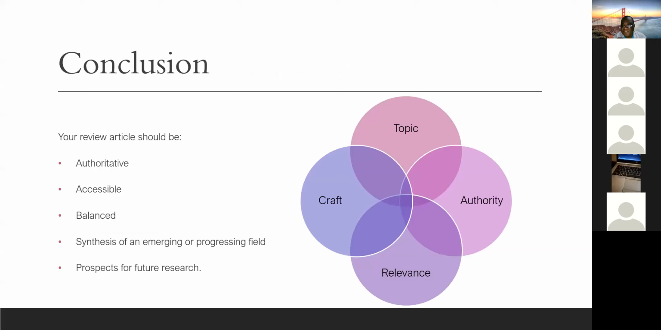So to summarize everything that we talked about, a good review needs to be authoritative, it needs to be accessible, it needs to be balanced, and it's a synthesis of an emerging or a progressing field, and it offers prospects for future research. So when we are writing our reviews, we need to ask ourselves: are we writing with enough authority? Is it accessible? Is our critical data balanced, right?